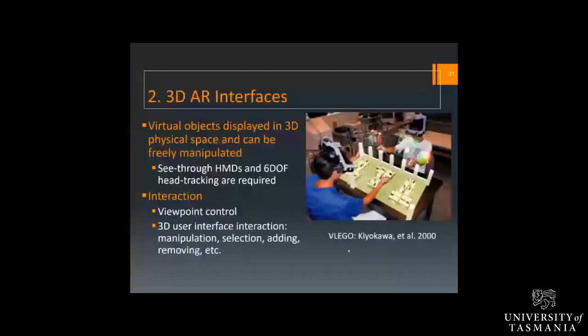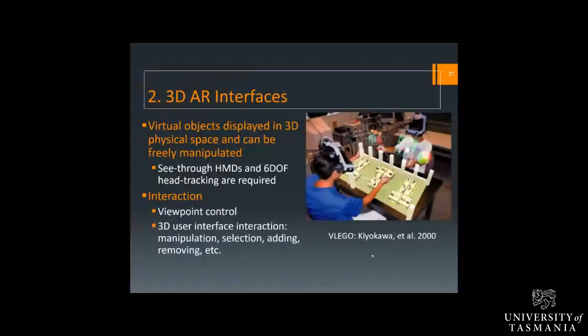So the second mode here is what I call the 3D AR interface. This is what a true interface will look like. This is an HMD from probably 20 years ago, displaying a 3D physical space. When I was doing my PhD, I was part of the subjects, so I was sitting on the far right. Yeah, that was me.